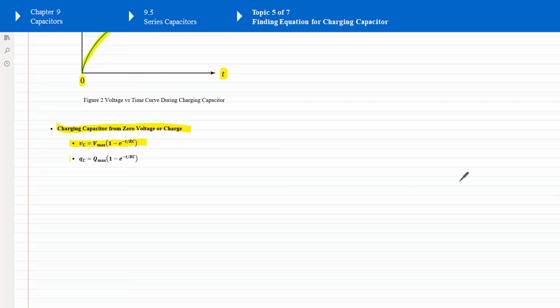For the total charge stored in a capacitor at any time, Qc equals the maximum charge Qmax times 1 minus e to the power negative t over RC, where t is any time.